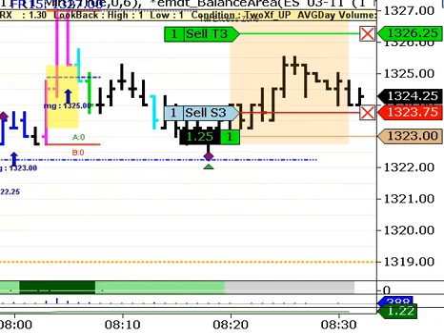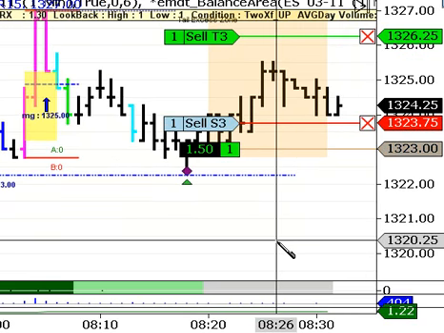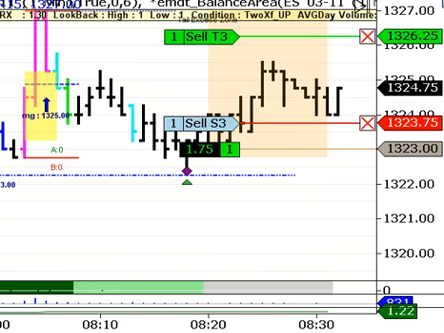Let's move it over there so you can still see the balance area, how the market has been contained within it. Well, it's kind of stalling out here, but we'll just see.